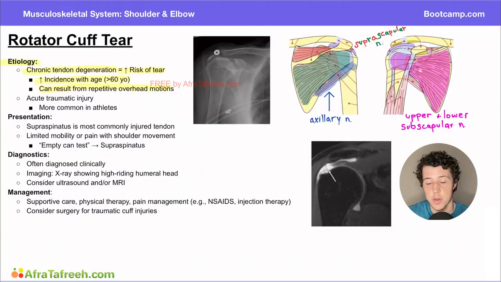This injury can also happen from acute traumatic injuries, which is something more commonly seen in younger patients and athletes. For instance, baseball players may tear their infraspinatus while pitching, and Kobe Bryant even tore his rotator cuff while dunking the ball off of a fast break.